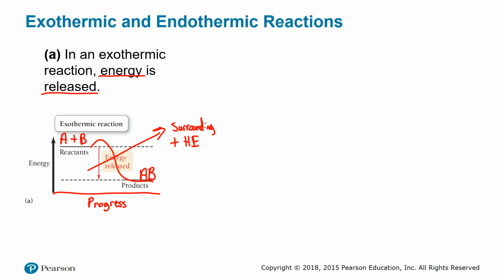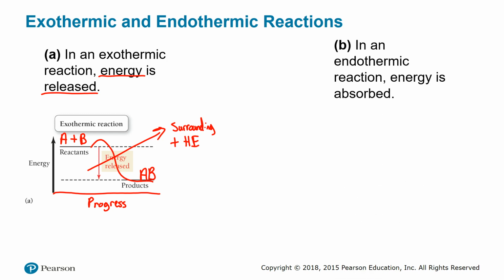Now, the other side is an endothermic reaction. So in an endothermic reaction, energy is taken in or absorbed. All right. And the words almost kind of tell you what the heat is doing. Exo is exiting, endo is entering. All right.